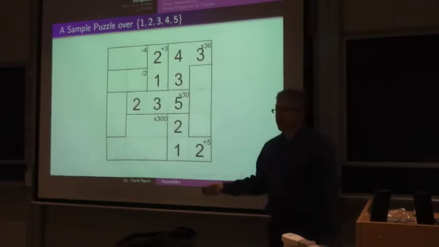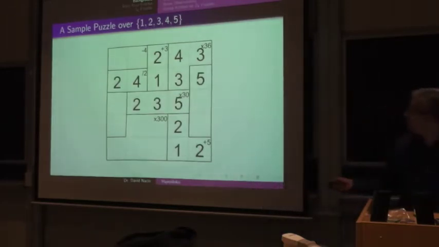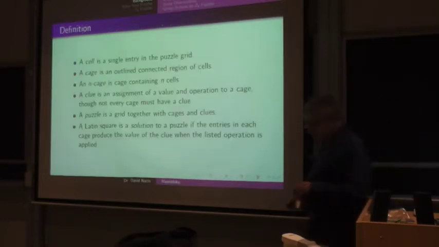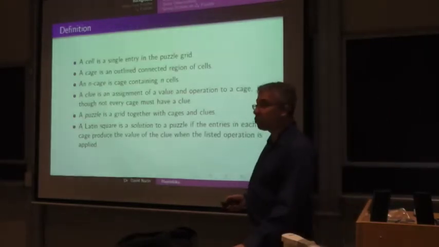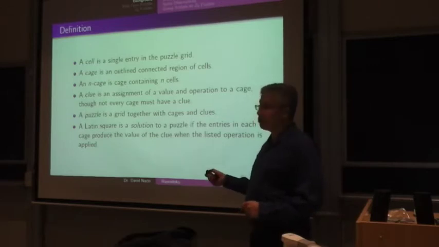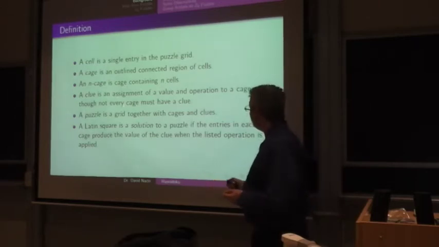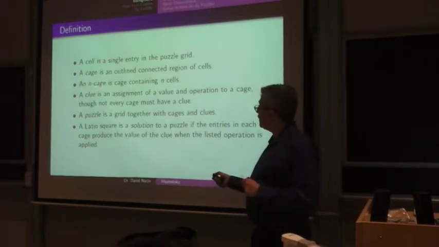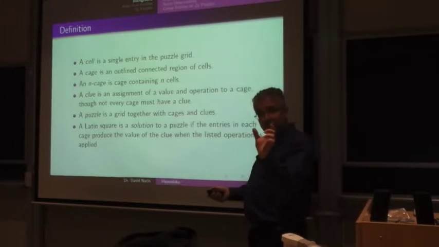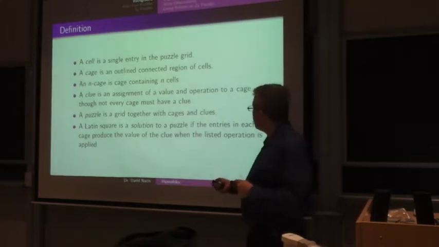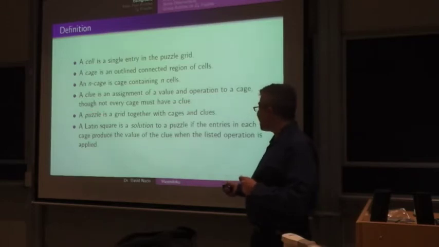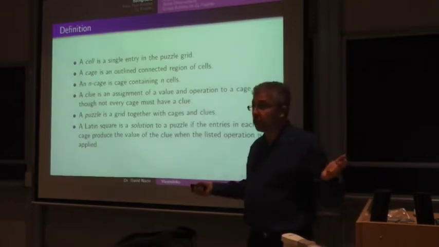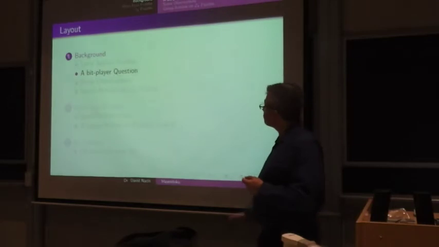Now, this is not the puzzle that I want to talk about, so I'm going to move on and just talk a little bit about the words I was using. A cell is what I'm going to use for a single entry, and a cage is those heavily outlined regions. An N cage is going to be a cage with N cells. So I'm going to be talking a lot about the two cages, the basic cages with two cells. The clue is going to be the target with the operation. The puzzle is the whole thing. And a Latin square is a solution if it meets all of those constraints.